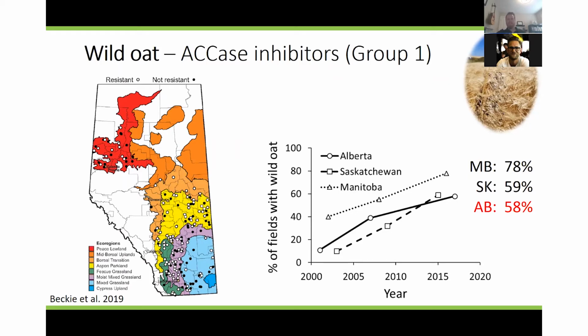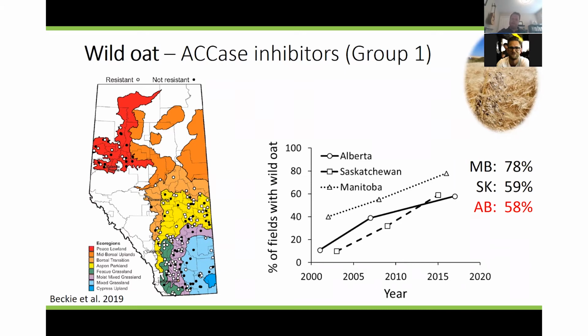Group 1, or ACCase inhibitors, are in-crop graminicides, herbicides that farmers would use to manage grassy weeds like wild oat in grassy crops like your cereal crops. You can see the increase over time in Group 1 herbicide-resistant weed biotypes. This is the percentage of fields where wild oat was sampled during that survey. Across the prairies, I think there were about 570 some fields where wild oat was collected, and we're looking at the percentage of those fields.